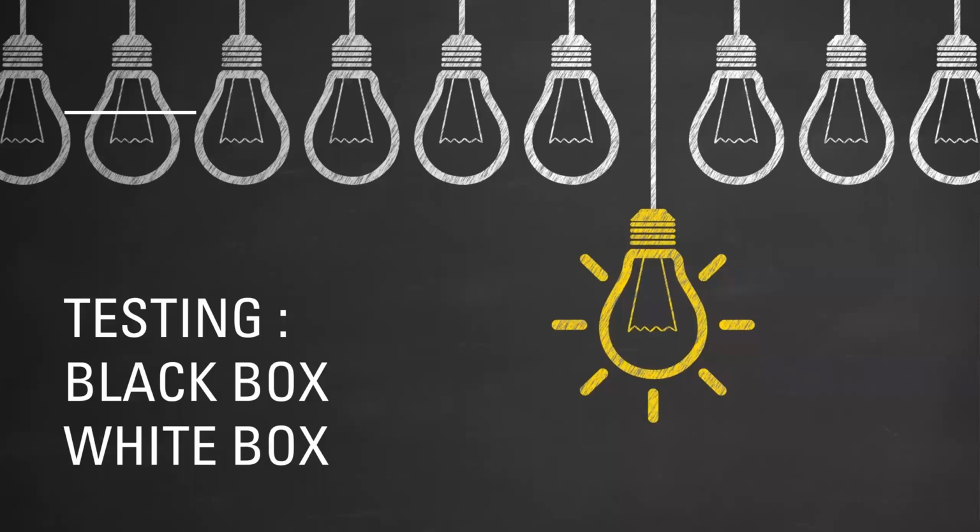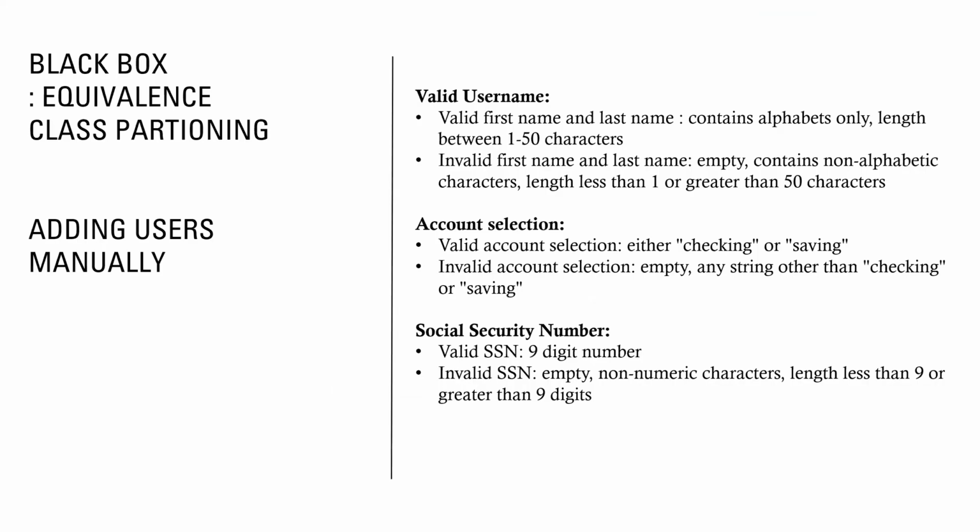Now we are moving to the testing part, which is black box testing and white box testing. In black box testing, we're using equivalence class partitioning. For class partitioning, I used valid username, account, selection, and social security number, because while we're adding our users manually, we have to take care of these things. These are the test cases that we worked on together.